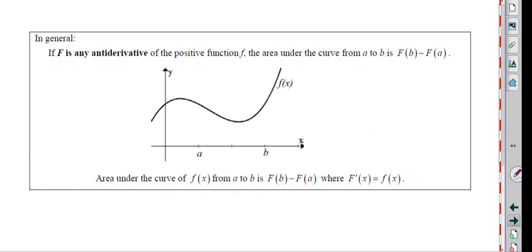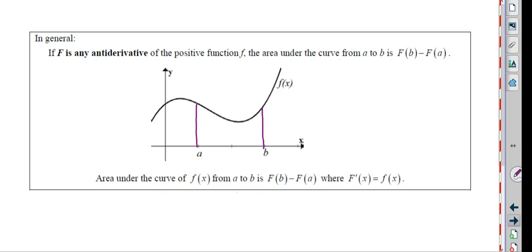In general, we're going to get rid of the capital A for area, we call it capital F now. If F is any antiderivative of the positive function f, the area under the curve of f of x from A to B is F of B minus F of A. So from A to B would be this area here.